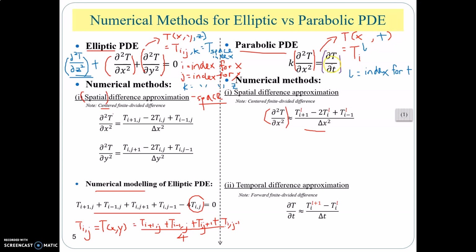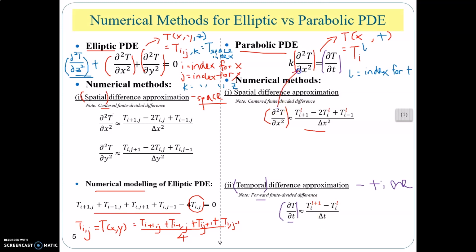To find the dT/dt here, we can use the temporal difference approximation. We call it the temporal difference approximation when we take the derivative with respect to time, and we call it the spatial difference approximation when we take the derivative with respect to the space x, y, z. We use the forward type of finite difference method to find dT/dt, which is approximated to be T_i^(L+1) minus T_i^L divided by delta t.